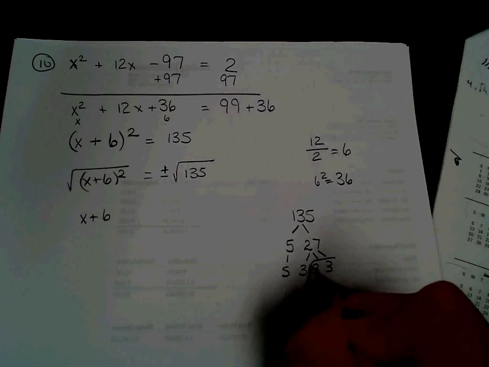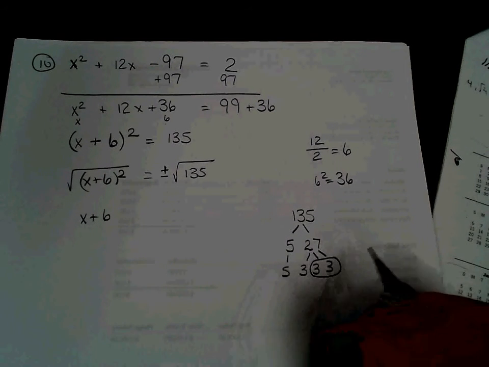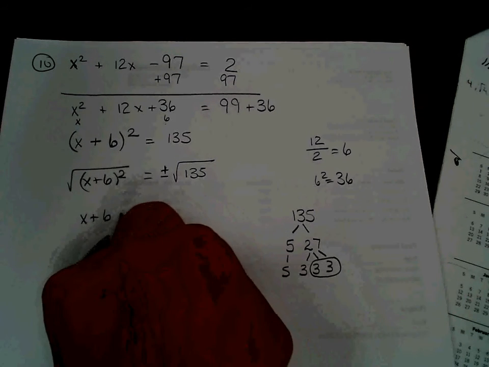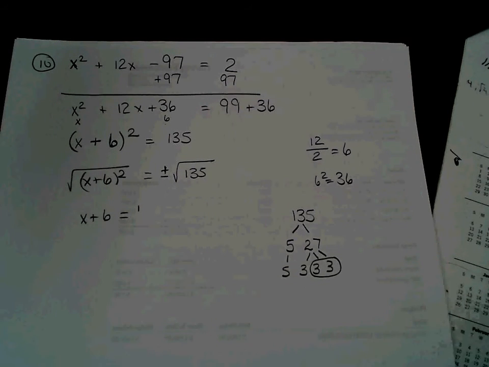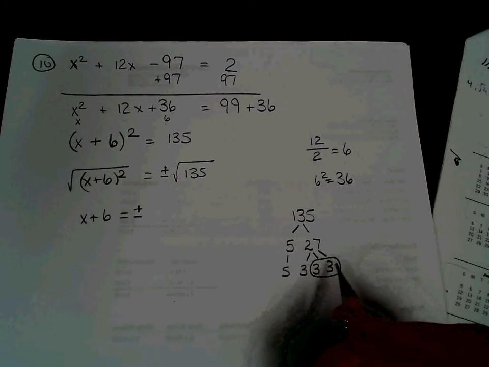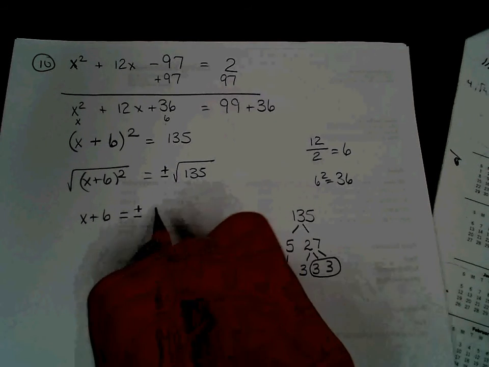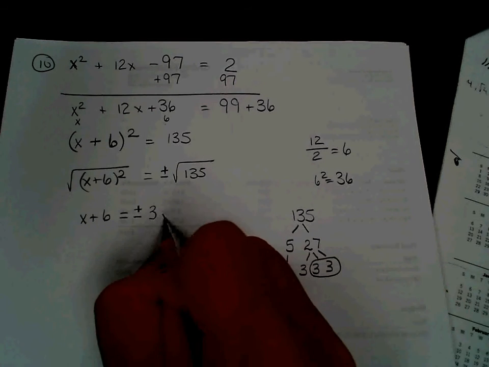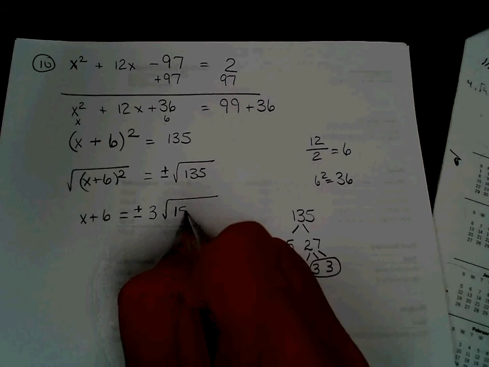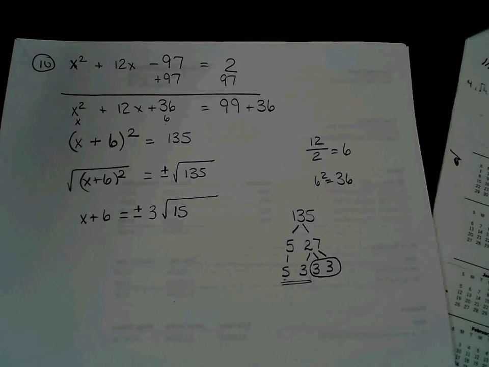What can I pull out? A 3, because I have a pair of them. And that leaves me with 5 times 3 inside. When I pull it out, it goes between the plus and minus and the square root sign. So pull out my 3. And 5 times 3 stays inside. That's 15. Okay, if you left it with 135, I counted it off.